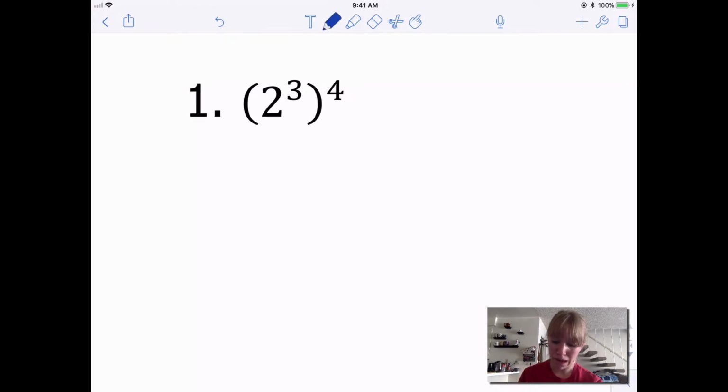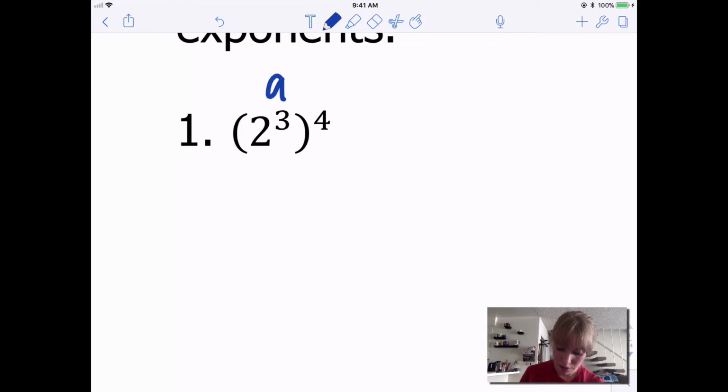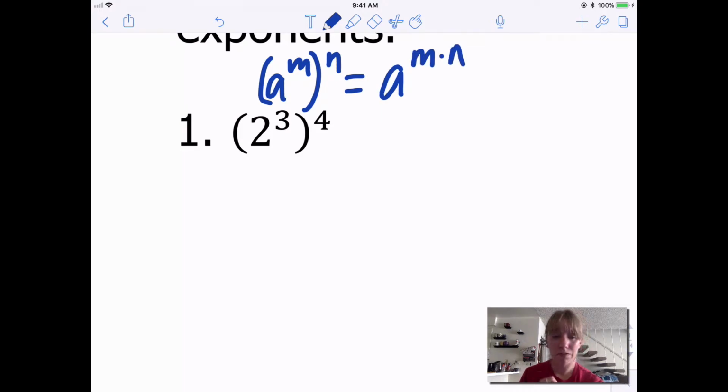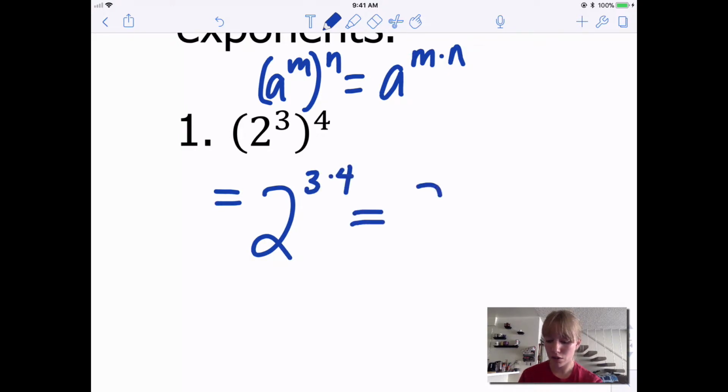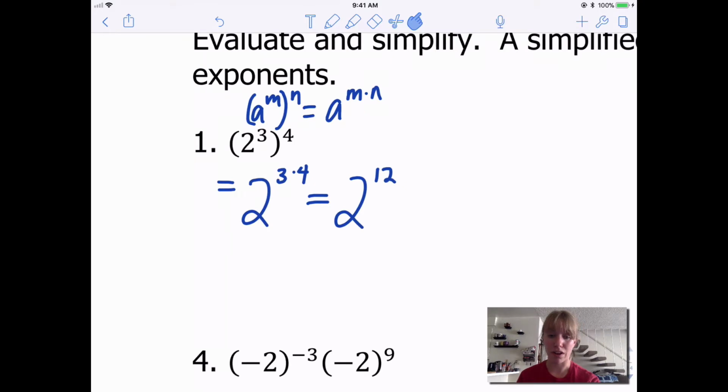So the power of a power property says that a to the m, all raised to the n, equals a to the m times n. So that's going to mean for me is that I'm going to say 2 to the 3 times 4. 2 to the 3 times 4 is 2 to the 12th. You can plug that into your calculator and get your final answer. I'll leave it as 2 to the 12th just so we can see our work.